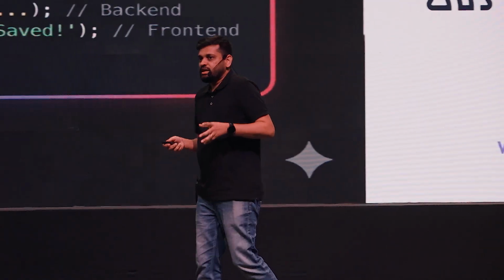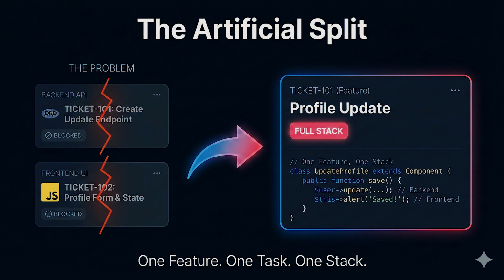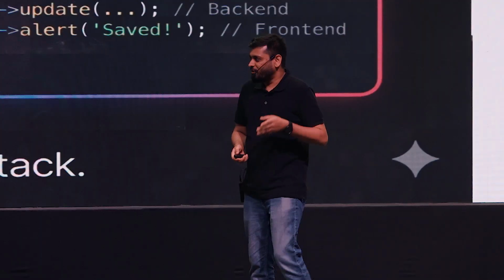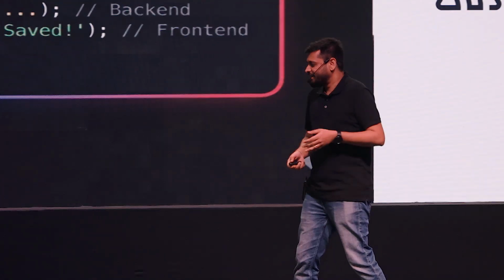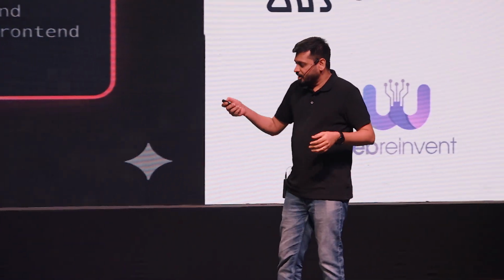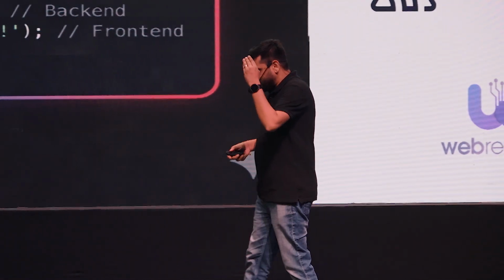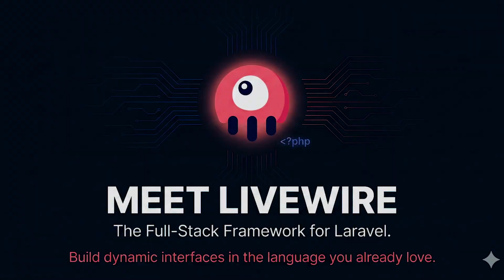Also, the major thing is the context switching we face when we use two projects literally. One, we have to maintain our Laravel backend, and second, we have to maintain our JavaScript or React app. So how did we developers solve this? We started creating two tickets, one for the front end and one for the back end. Now we focus on building one feature, one task, one stack, and that is Livewire.